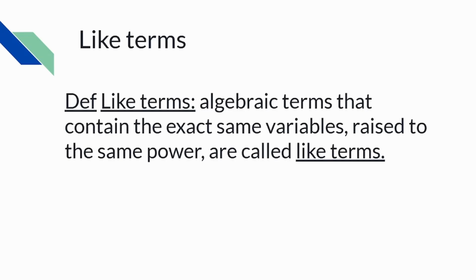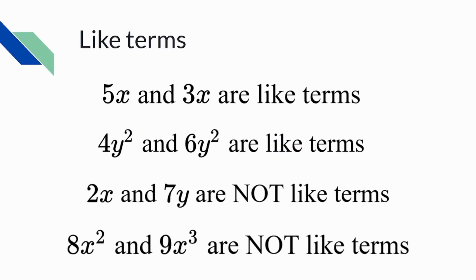All right, first let's define what like terms are. Algebraic terms that contain the exact same variables raised to the same power are called like terms. So let's look at some examples. 5x and 3x are like terms because they have the same variable x. 4y squared and 6y squared are like terms because they have the same variable y, and they're being raised to the same power 2.